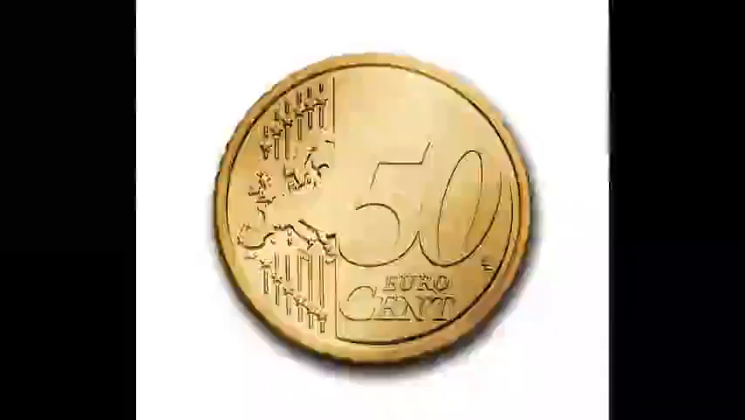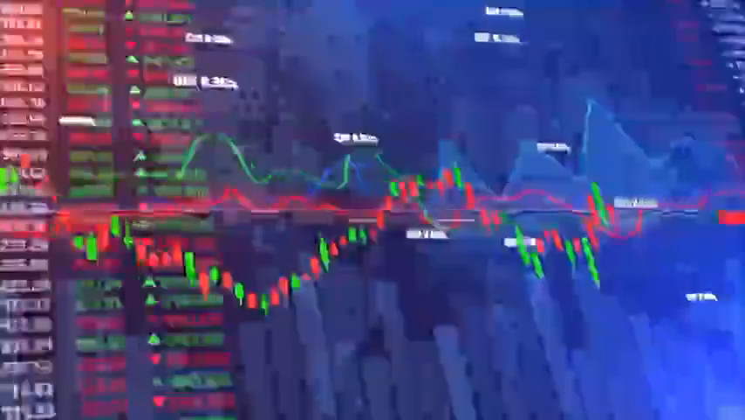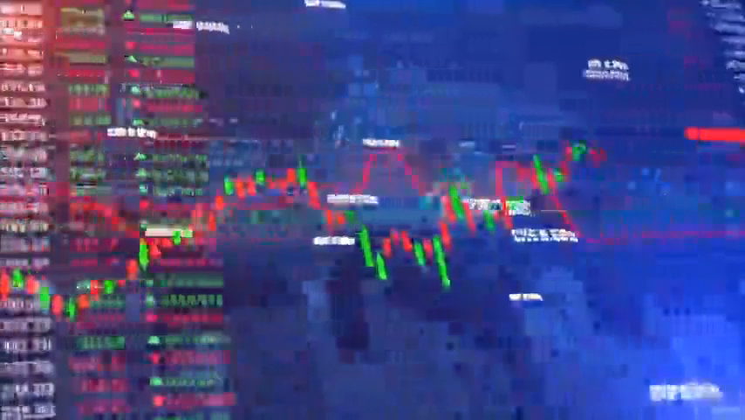Tip number 5. Invest for the long term. Investing is a long-term game, so it's important to have a long-term perspective. Don't try to time the market or chase after hot stocks. Instead, focus on building a diversified portfolio of low-cost index funds and ETFs that align with your risk tolerance and investment goals.